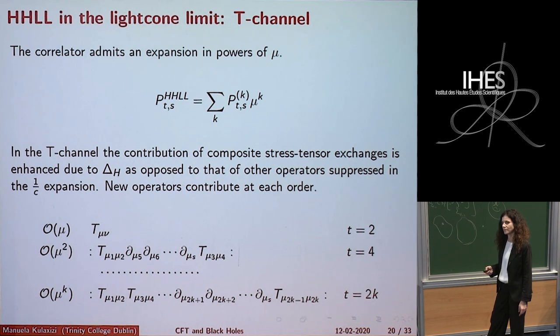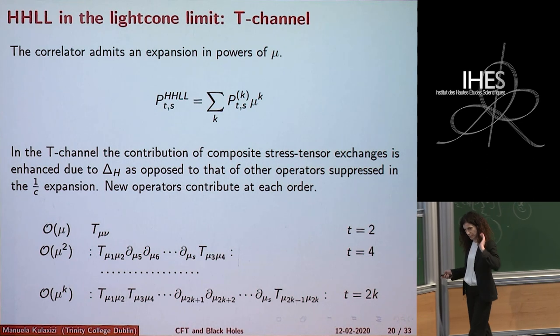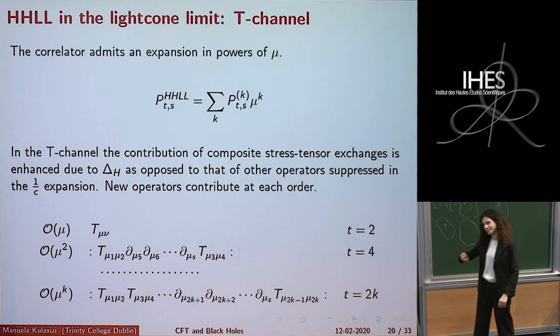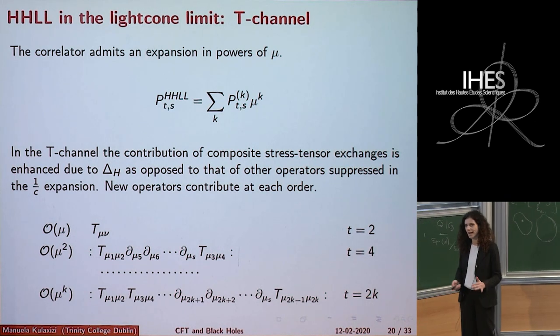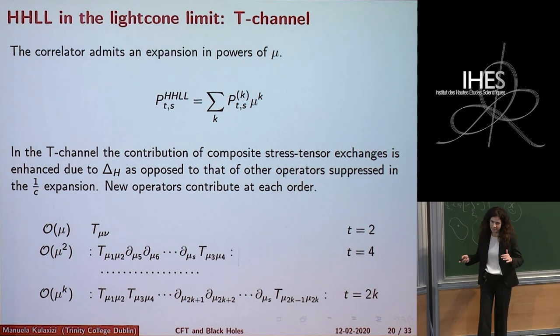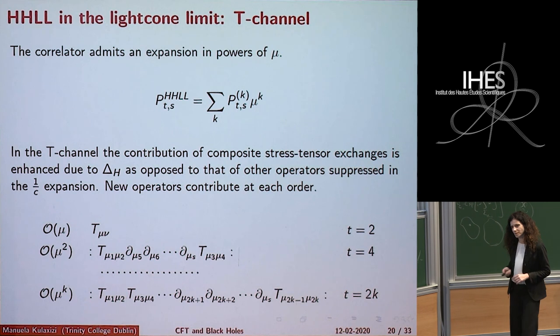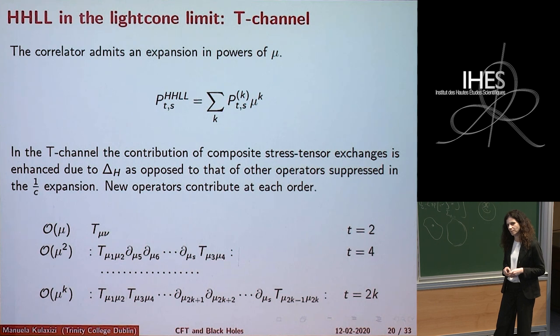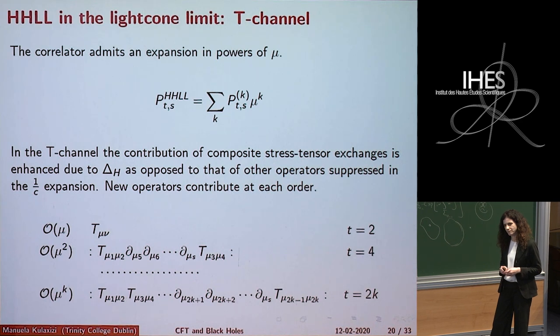Which expansion are you doing? Are you doing an expansion in light cone or in 1 over C? In 1 minus z bar, in light cone. Is light cone the smallest parameter? It's even smaller than 1 over C? No, no. First I take C large, and then I take mu, and then I take 1 minus z. But then we'll see that basically I can define a parameter mu times 1 minus z bar, which controls the summation. If you want to expand in mu, presumably you can even do it away from the light cone, because the expansion parameter is mu times 1 minus z.